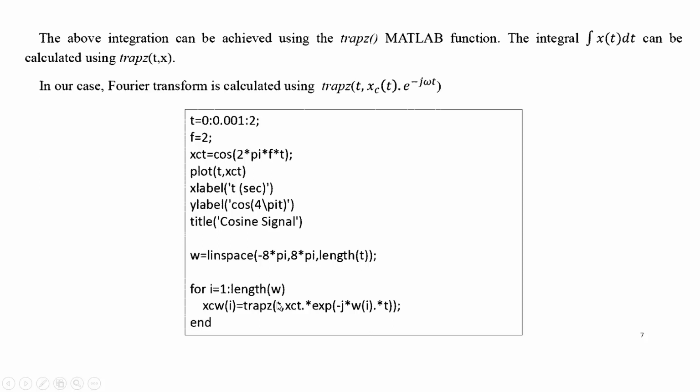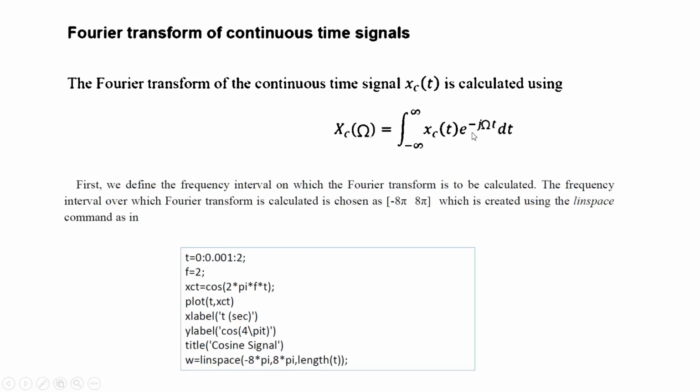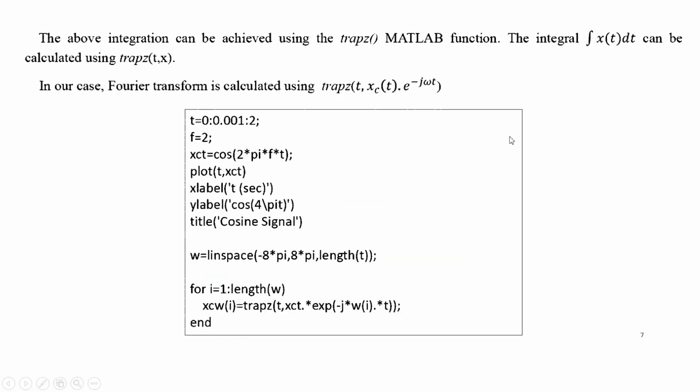Now, in our case, if we define the Fourier transform using trapz, because the integral has to be calculated with respect to t, first t will come and then the expression xc(t) will come. If you look at the expression, it is xc(t) e to the power minus j omega t dt, so we have to put here xc(t) times the exponent of minus j omega, because these steps will come from here, times t.